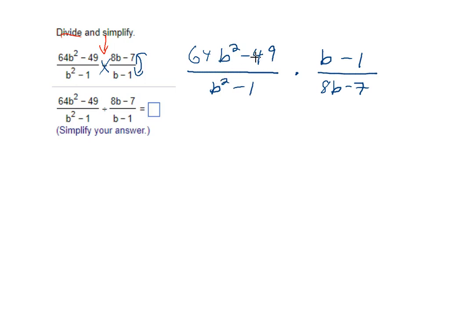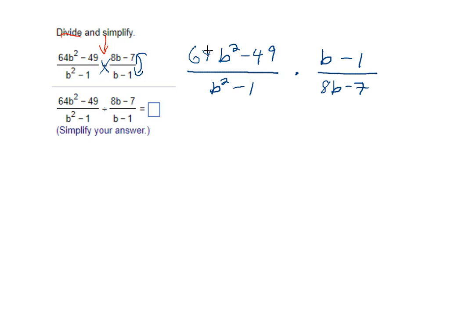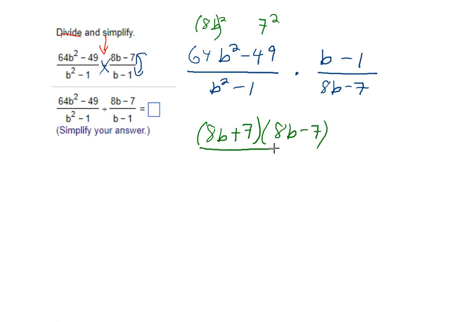Notice again we have the a squared minus b squared. That is a favorite in chapter 5 to have that kind of factoring using this formula here. This time instead of a we have 8b, right? It's 8b getting squared here. And instead of b we have 7 being squared. And so this one will factor as 8b plus 7 times 8b minus 7. So that's what we get on top.